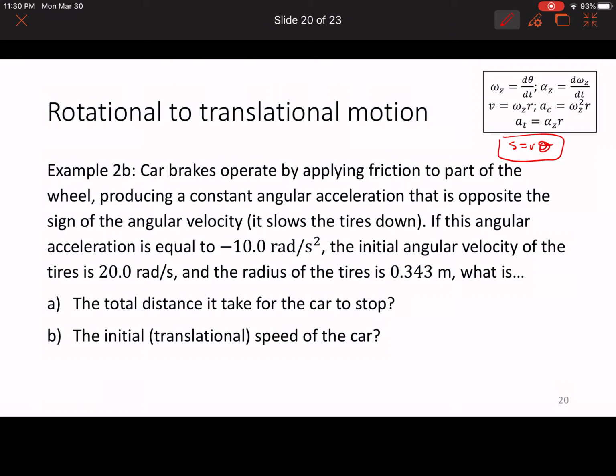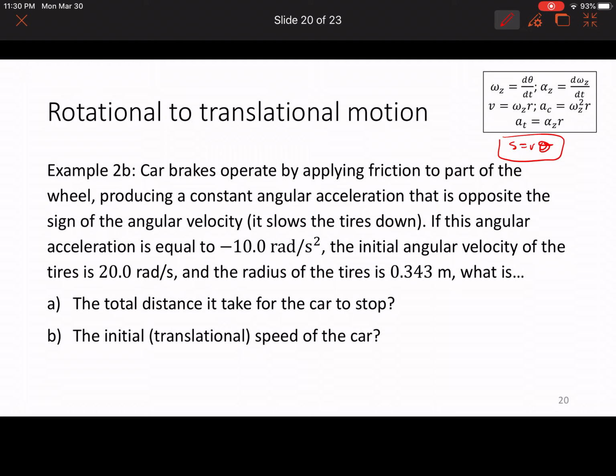All right, so let's go back to our car. Our car was moving along, slammed on its brakes, and came to a stop. So imagine the same situation. I slam on my brakes, my angular acceleration of the wheels, or the tires, is minus 10 radians per second squared. The initial angular velocity was 20 radians per second, and the radius of the tires, I'm going to now tell you, is 0.343 meters. So looking back over the solutions we had to those previous problems, what I want you to try to figure out is what is the total distance it takes for the car to stop, and what's the initial translational speed of the car.